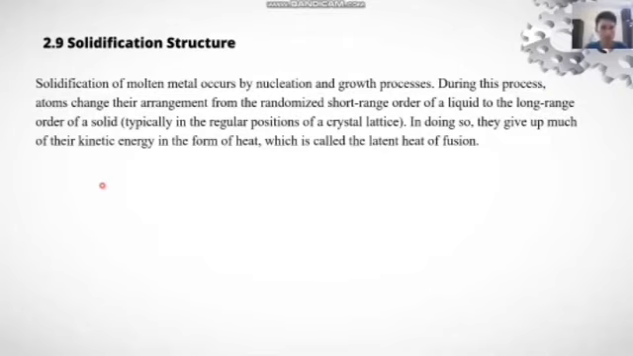2.9 Solidification structure. Solidification of a metal occurs by a nucleation and growth process. During this process, atoms change their arrangement from the randomized short-range order of a liquid to the long-range order of a solid, typically in the regular positions of a crystal lattice. In doing so, they give up much of their kinetic energy in the form of heat, which is called the latent heat of fusion.